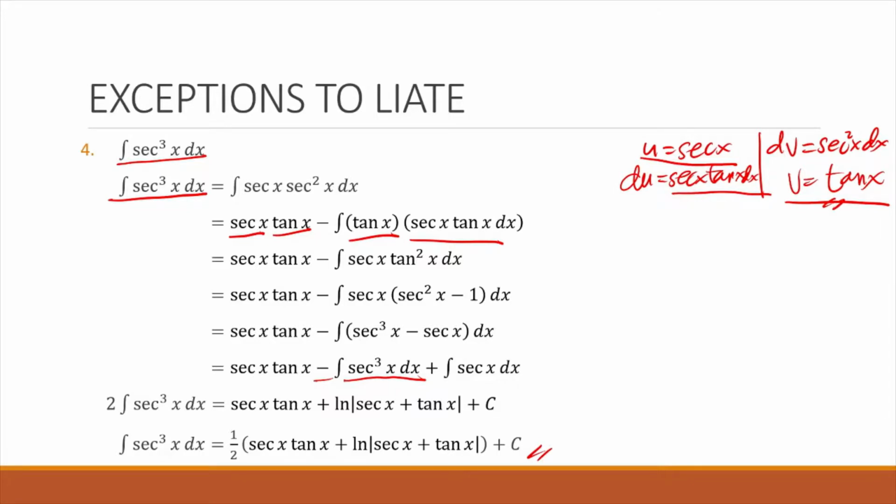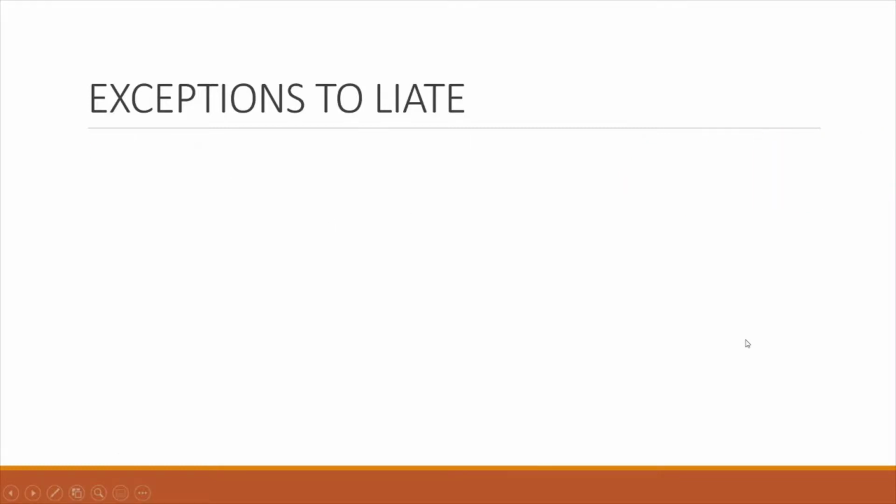Alright, so another example which demonstrates the limitation of the LIATE method. So we have the integral of x times e raised to x all over the quantity x plus 1 squared. Okay, so this cannot be solved. This is not solvable by just simply separating the integral into the algebraic portion and the exponential portion, and then applying the LIATE method.